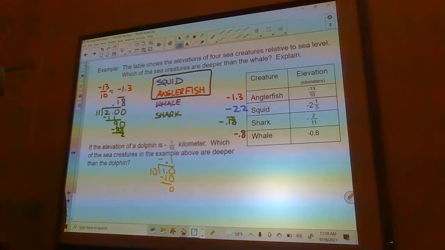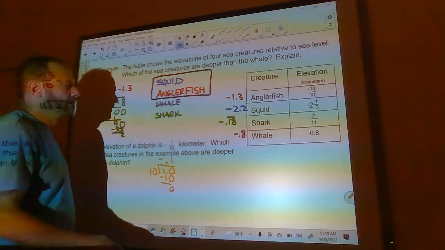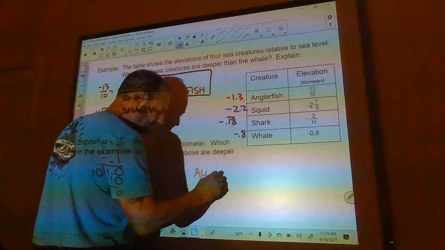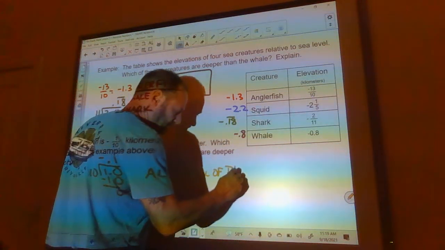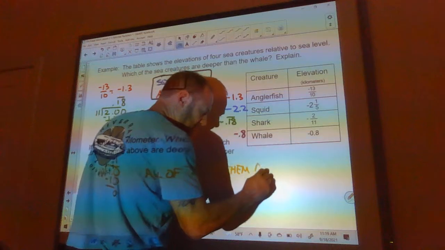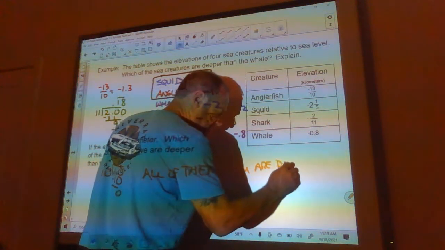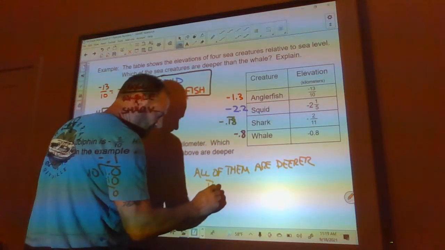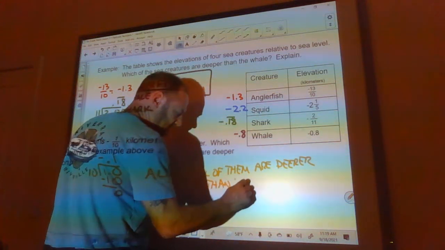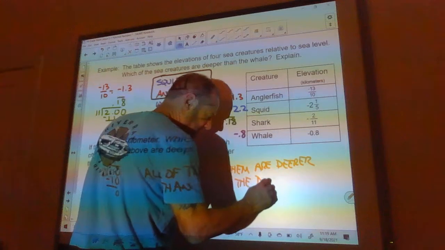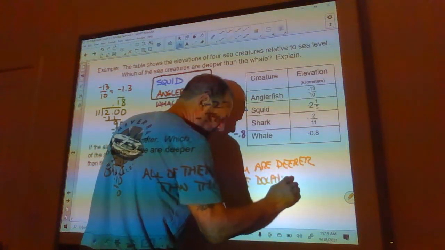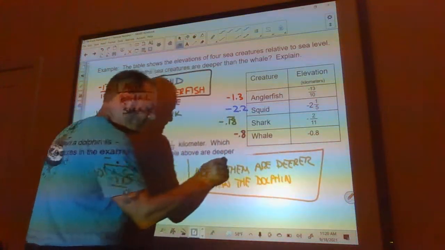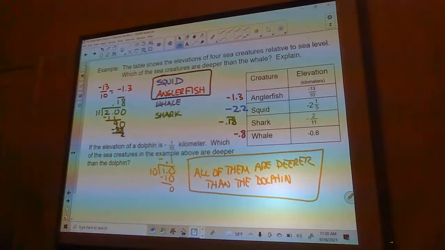Okay, so which ones are deeper than the dolphin? All of them. All of them are deeper than the dolphin. So, piece of cake.